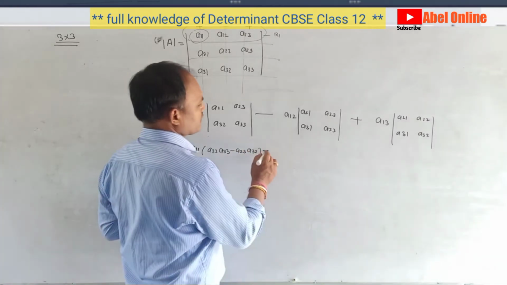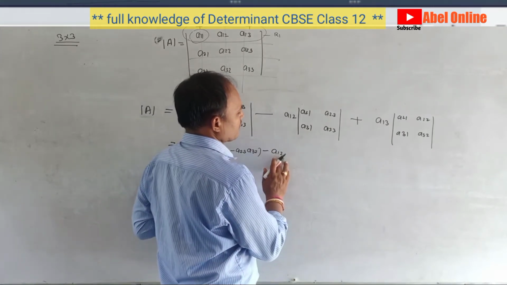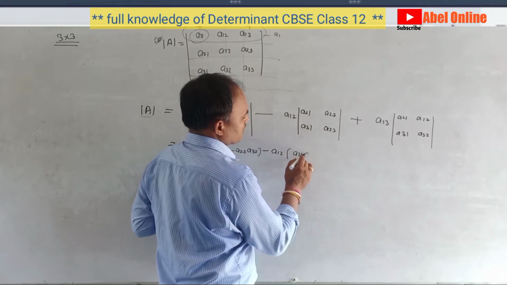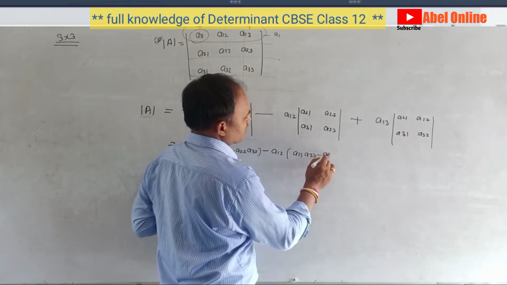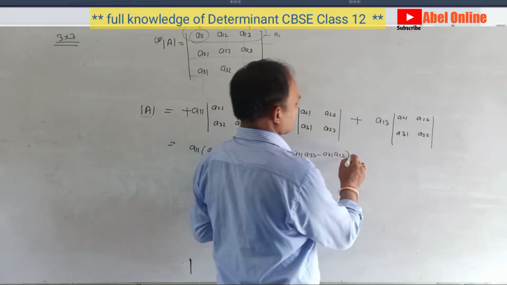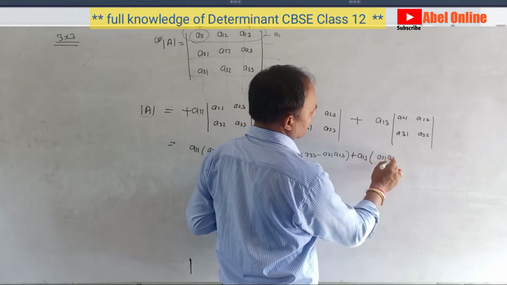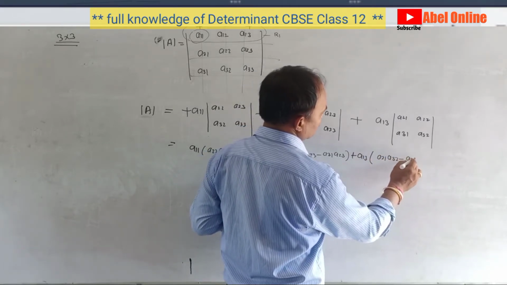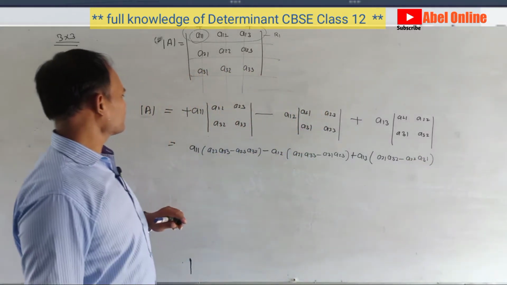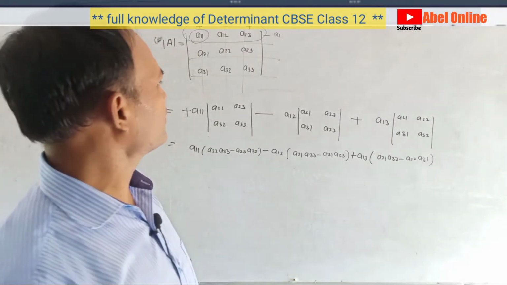Now what about the A12? When we are going to open A12, we can say that A21 multiplied by A33 minus A31 multiplied by A23, plus A13 multiplied by A21 multiplied by A32 minus A22 multiplied by A31. So students, this is your answer. This is the determinant of A, and we have learned how to find the determinant of A.